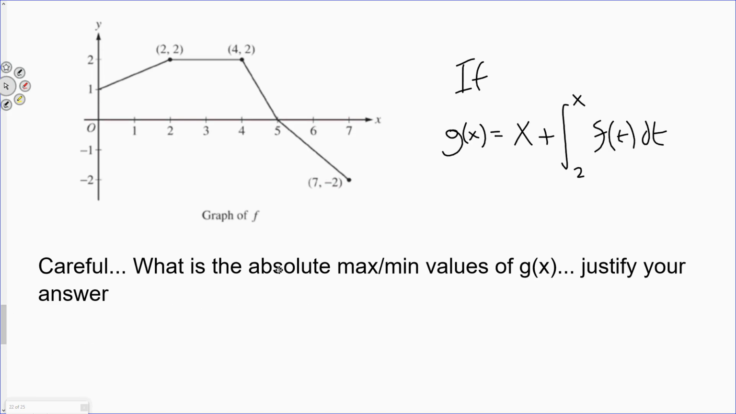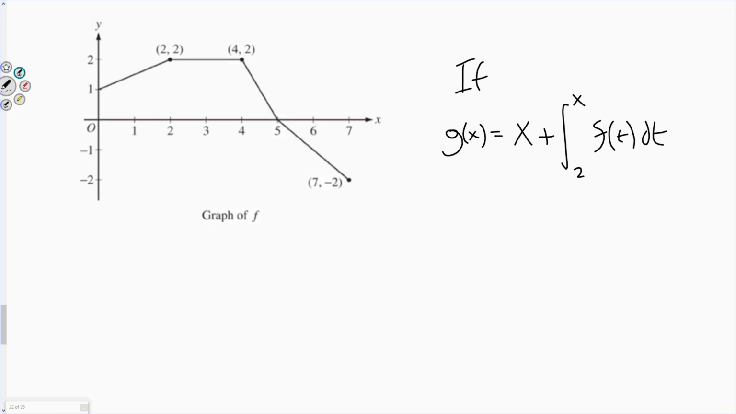All right. I have the same graph, same exact graph. We're on the next page, okay? But I'm going to change the questions. I'm going to ask, what is G of 2? What is G prime of 2? And what is G double prime of 2? I'm then going to ask, when does G have a max? And what is its value?